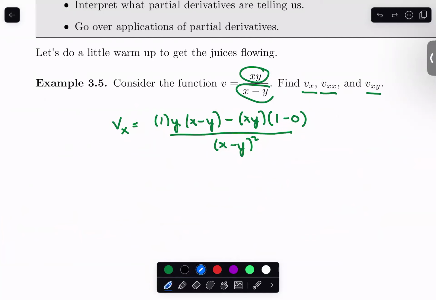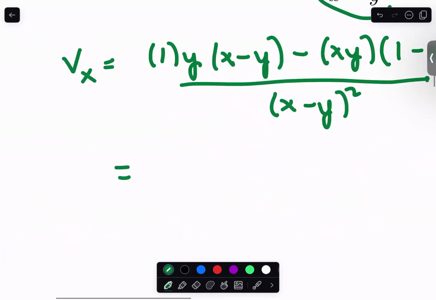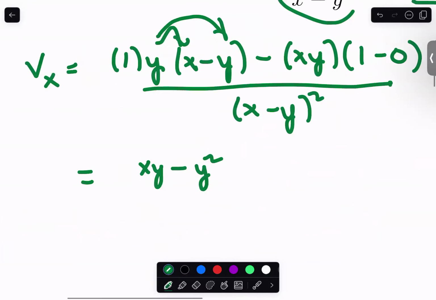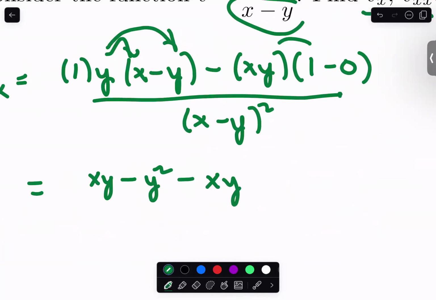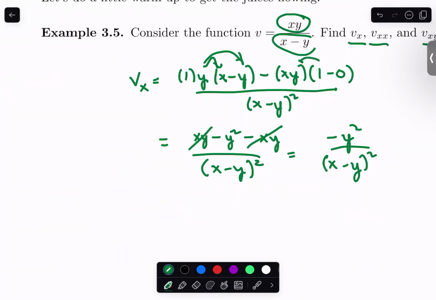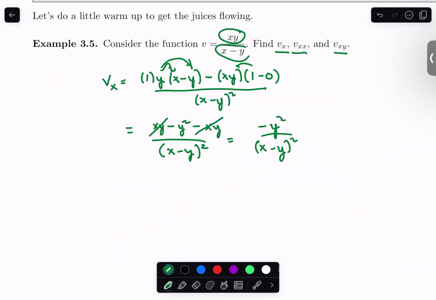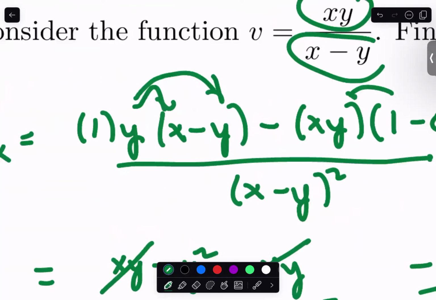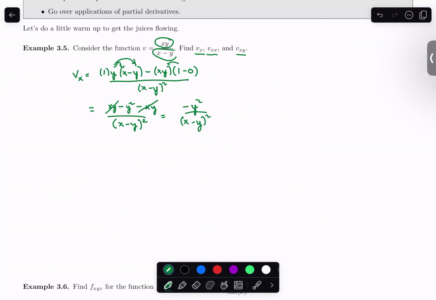So let's simplify a little bit, just because we're going to have to take the derivative of this thing next. If I distribute here, I'm going to have xy minus y squared, and then minus xy times 1, I suppose. So a little bit of cancellation. And so my final answer is negative y squared on top, x minus y squared on bottom. What about the other y? I distributed that one.